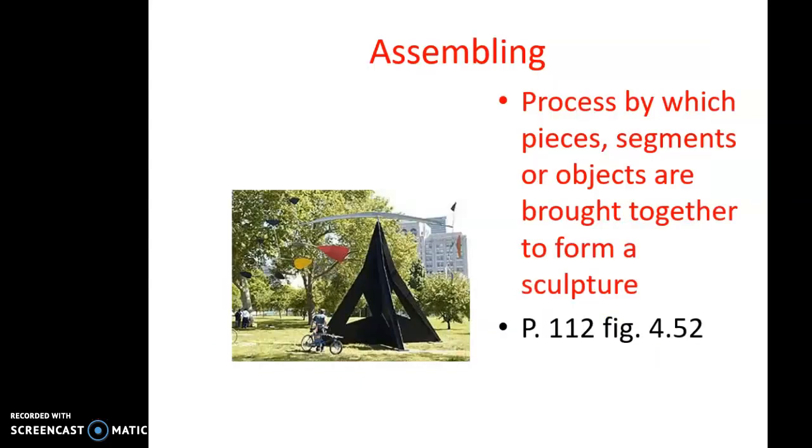Now, assembling. Assembling is a process by which pieces and segments or objects are brought together to form a sculpture. Page 112, figure 452, you'll see another example somewhat similar to what you see on your screen there as an Alexander Calder sculpture. So that's going to conclude part 1 of this section.